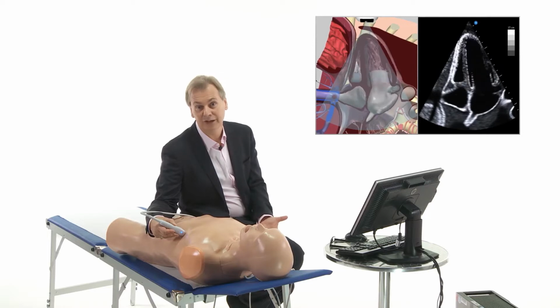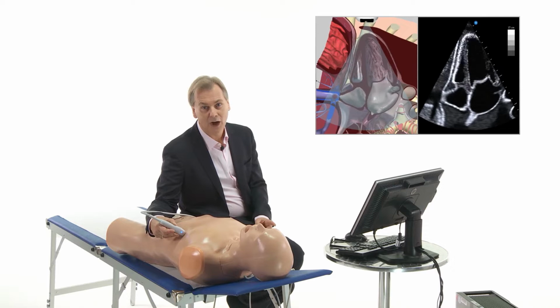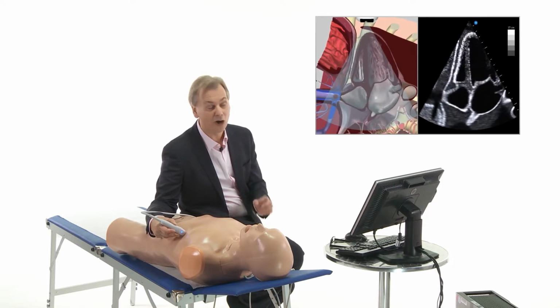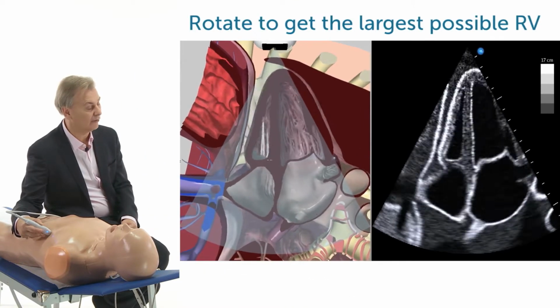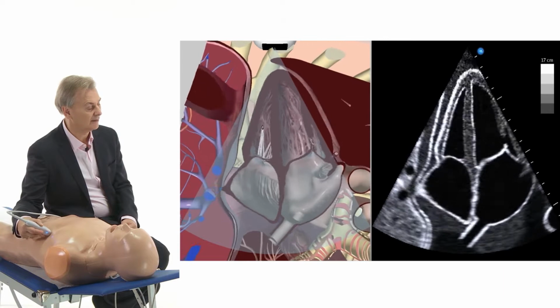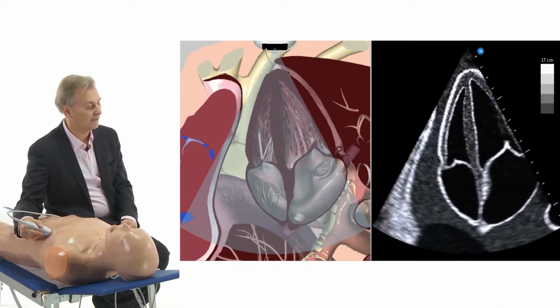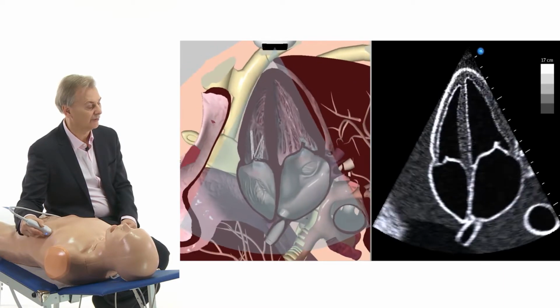What's wrong with this 4-chamber view? Well, the rotation is not optimal. To optimize your rotation, you have to see that the right ventricle is as large as possible. So see what happens to the right ventricle when I now rotate clockwise. See, all of a sudden, the right ventricle gets a lot larger. And this is so fundamental.